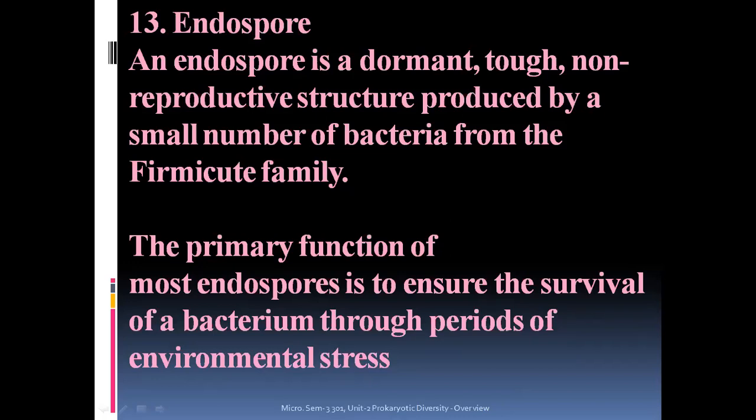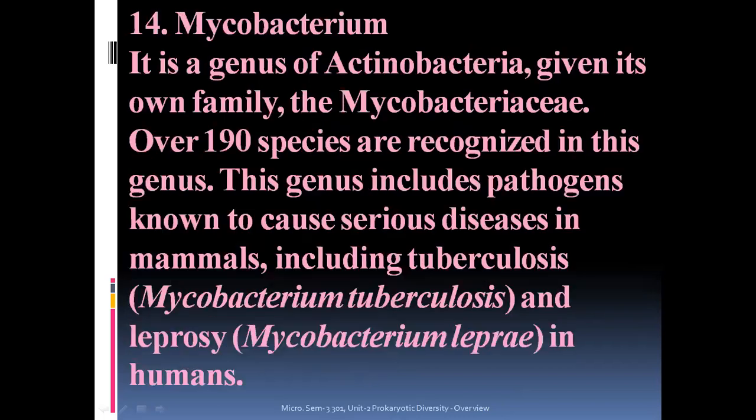The primary function of most endospores is to ensure the survival of a bacterium through periods of environmental stress. What is the main function of the endospore? Why are they produced? Endo means inside, exo means outside. So two types of spores are there, endospore and exospore. Endospore means it is held inside the bacterium for a long duration of time to overcome the environmental stress.